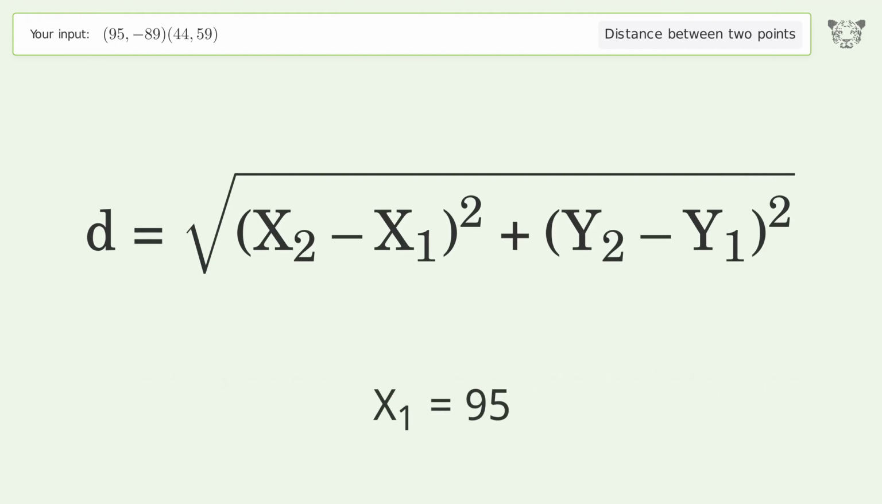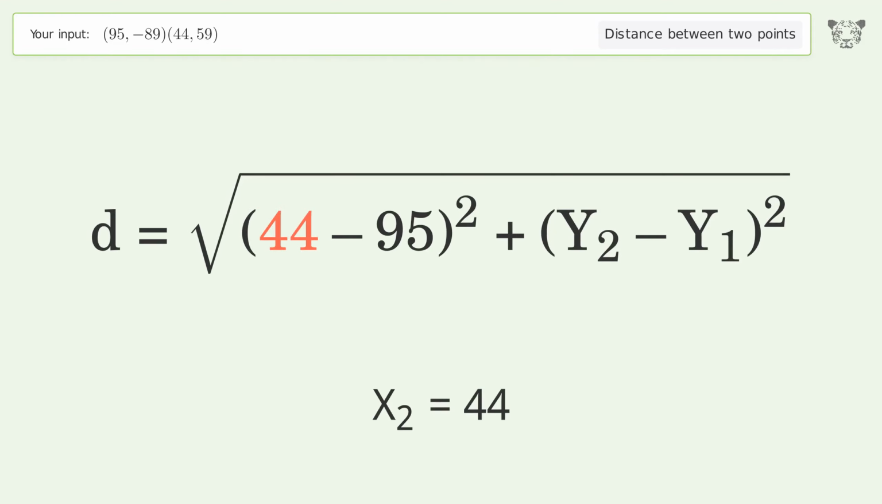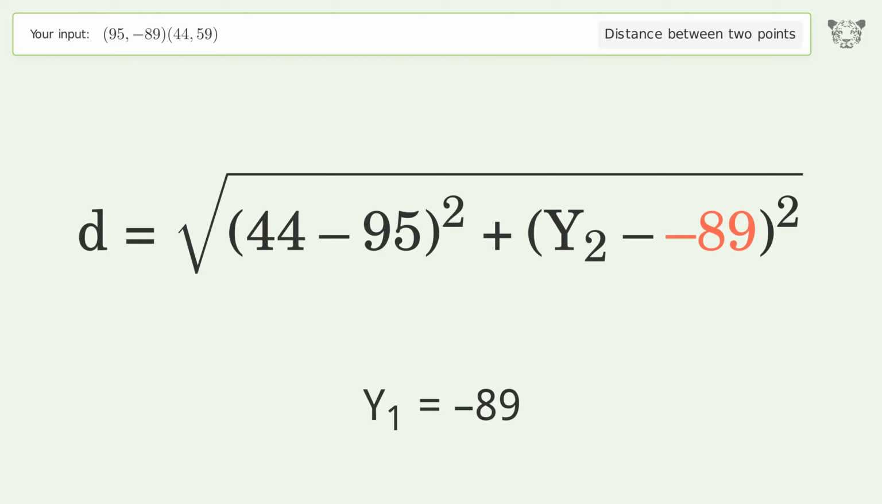x1 equals 95. x2 equals 44. y1 equals negative 89. y2 equals 59.